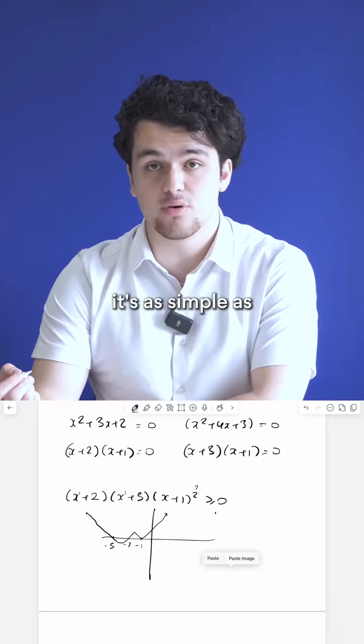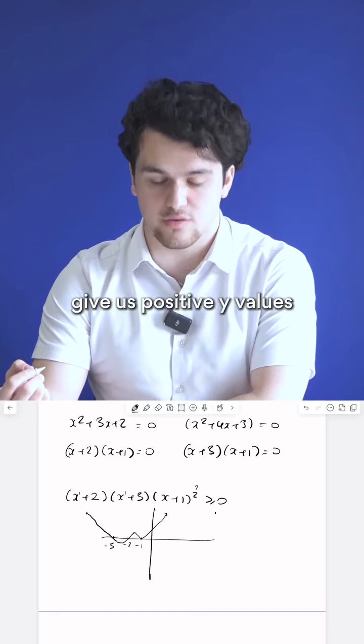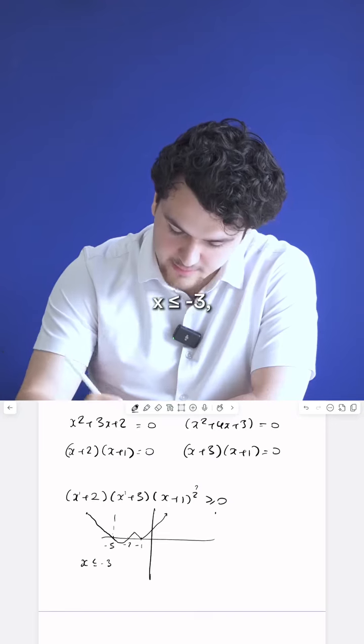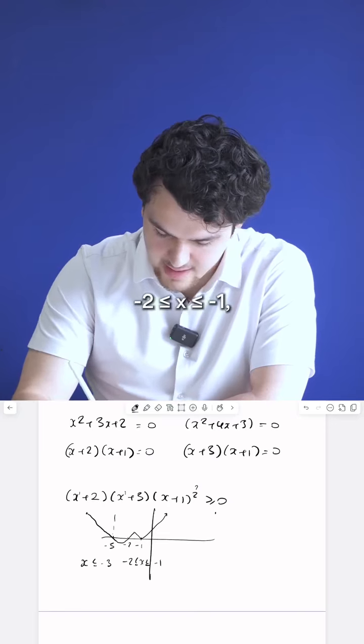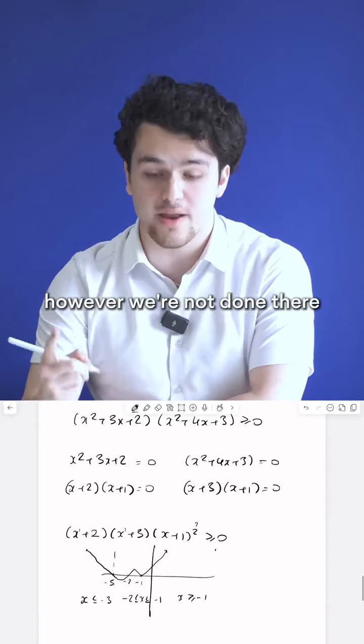From here, it's as simple as looking at the domain and seeing which parts of the domain give us positive y values. So, in this case, you can see that that's x is smaller than or equal to negative 3, x is between negative 2 and negative 1, and x is greater than or equal to negative 1. However, we're not done there.